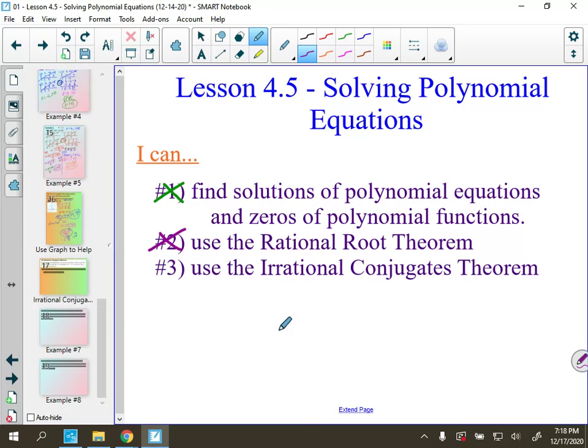All right. Welcome to the third installment of these 4.5 notes, solving polynomial equations.